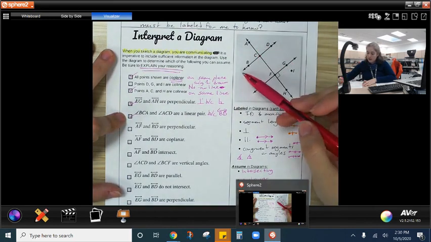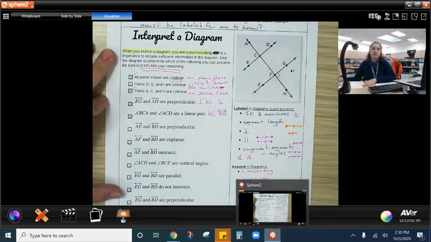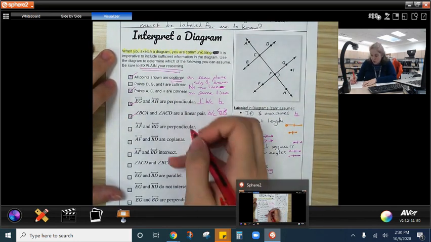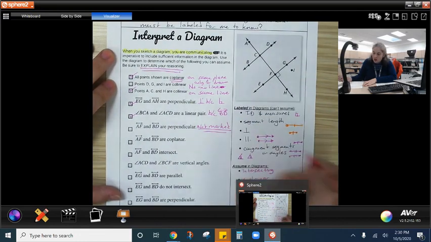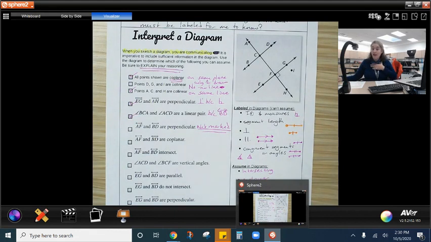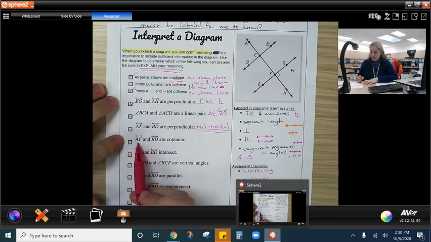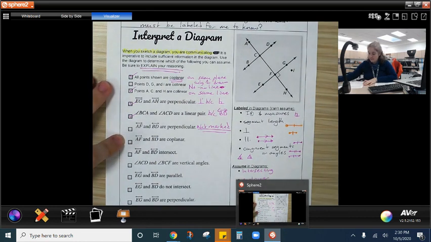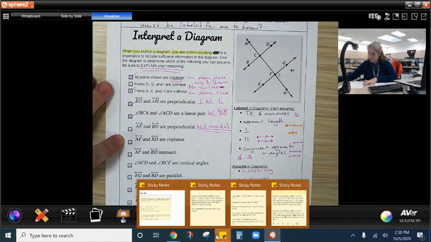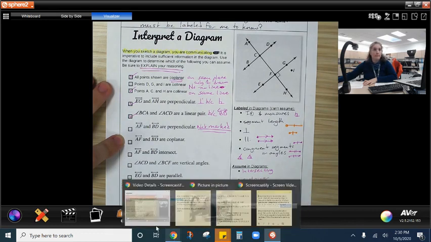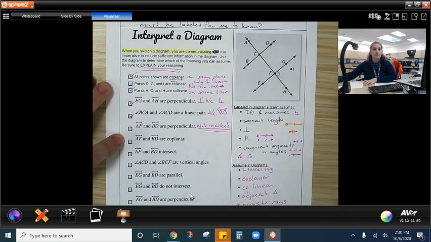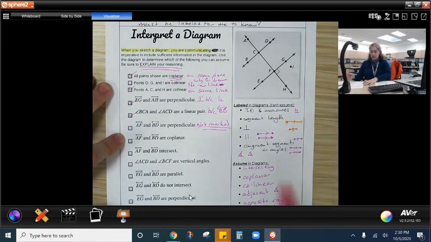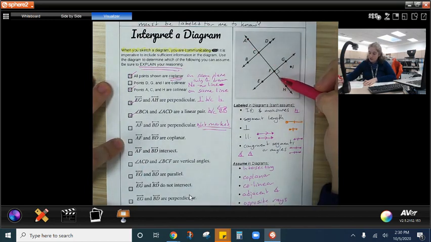All right, we have AF. Line AF is perpendicular to line BD. Is that true? No. It is not marked. I don't care if it looks like it. I might look like I'm 18. It's not true. Sorry, I lost my train of thought.